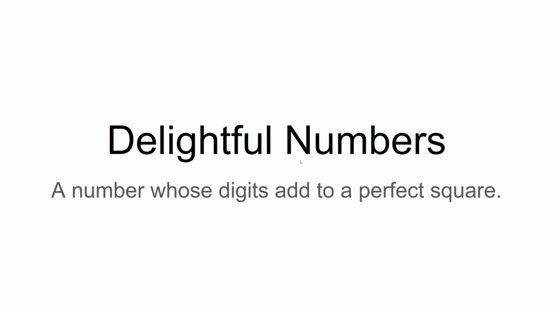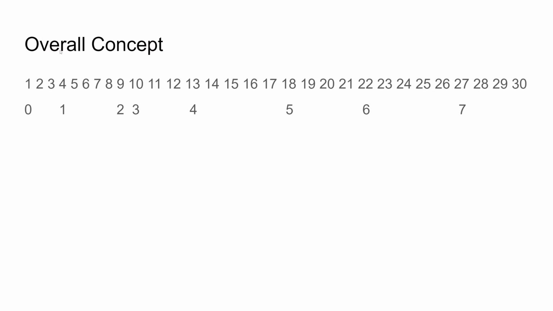So here we have a program called Delightful Numbers, and it's a number whose digits add to a perfect square. I totally made that up for this problem that doesn't really exist, but we'll go with it. The overall concept is we have a variable that goes through the integers no matter what happens. So we're going to go through all the integers until we've met how many values we actually want, whose digits add to a perfect square.